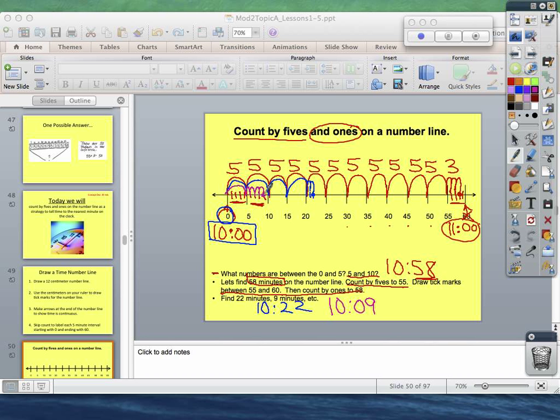Okay, so that is how you would find elapsed time on a number line to the nearest minute when we're doing 5s and 1s to the minute.